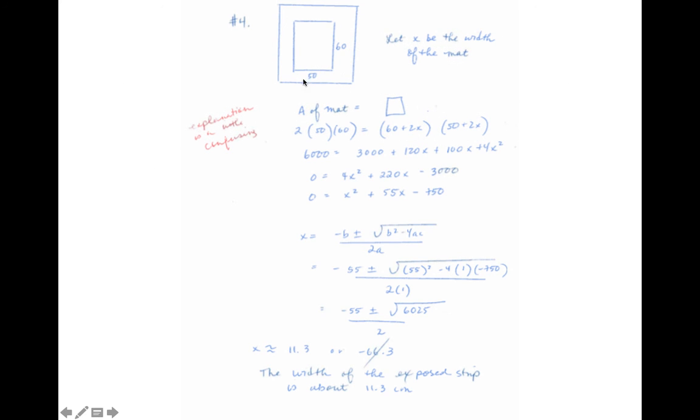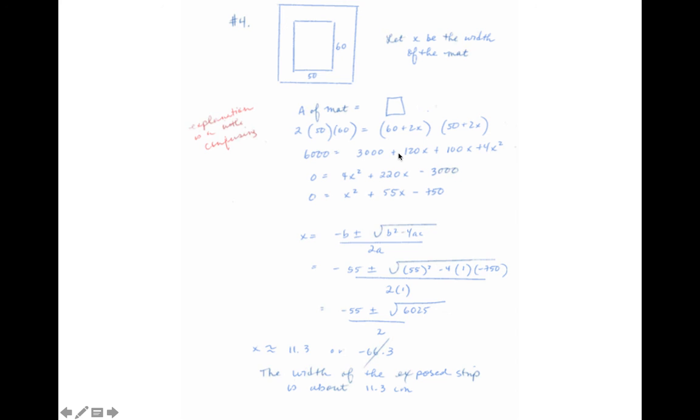So let's take a look at how this is set up. We're going to let x be the width of the mat around the outside. The area of the mat would be simply this big mat all along here. We know that the mat is twice as big as the painting itself, so that's why it's 2 times 50 times 60. We know that one side would be 50 plus 2x, and the other side is 60 plus 2x. And then we're simply going to solve.